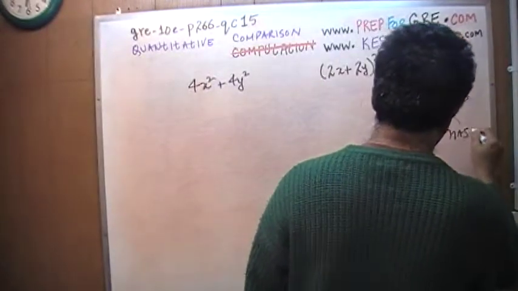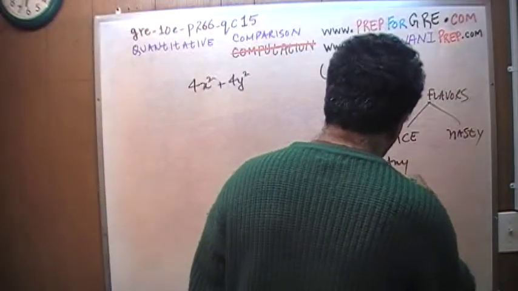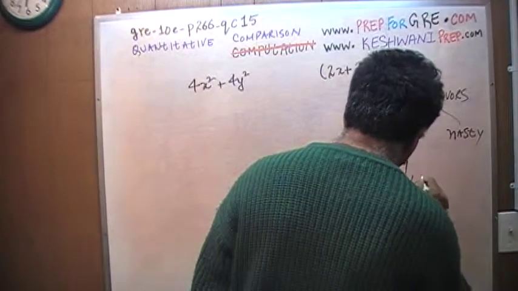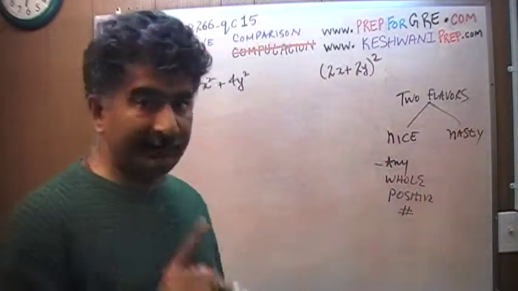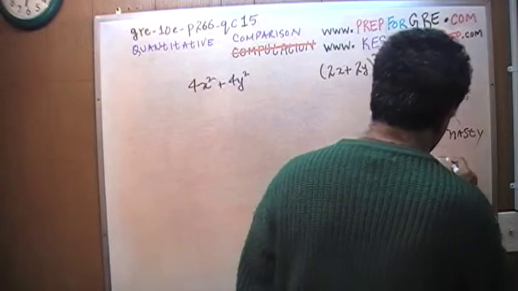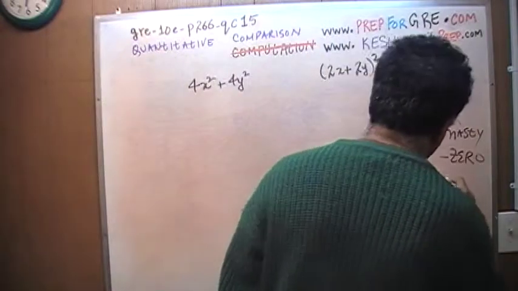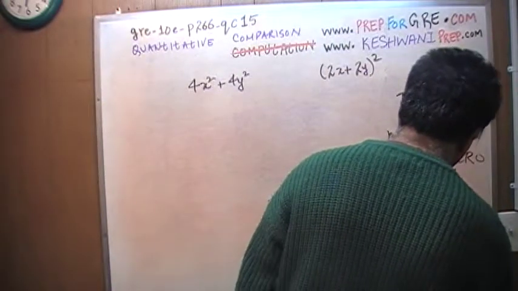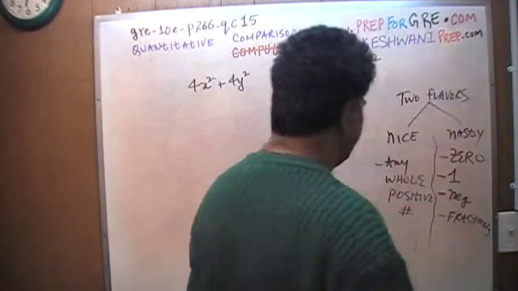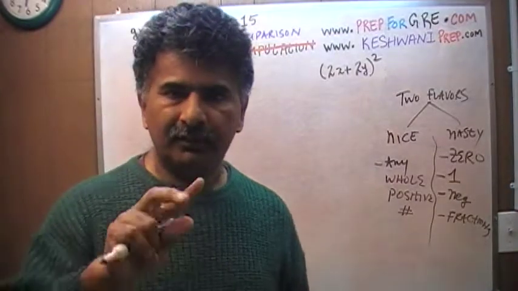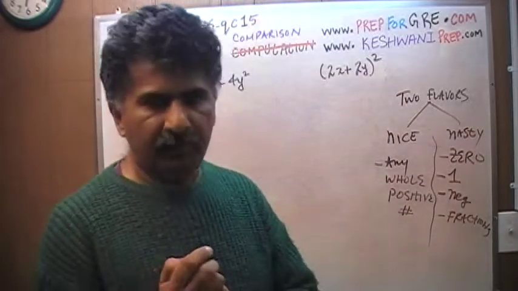Nice and nasty. What are nice numbers? Well, a nice number is just any whole positive number, except one. Nasty numbers, the nastiest of all numbers is 0. And after you try 0, try 1, then try negative, and then try fractions. What you're looking for is a conflict. If you get two different answers, then the answer is D. And try 0. If that doesn't get you anywhere, try 1 and so forth.